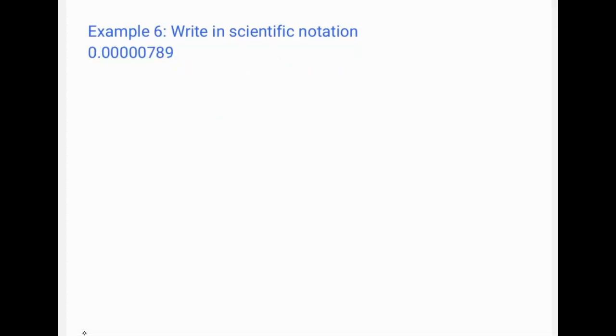In our example 6, writing in scientific notation, we're doing the same thing. Our first number factor would have to be a number that is between 1 through 9. So none of the zeros will work. So the first number that we come across will be 7. And then we would have 7.89 times 10. And now we have to figure out the exponent.